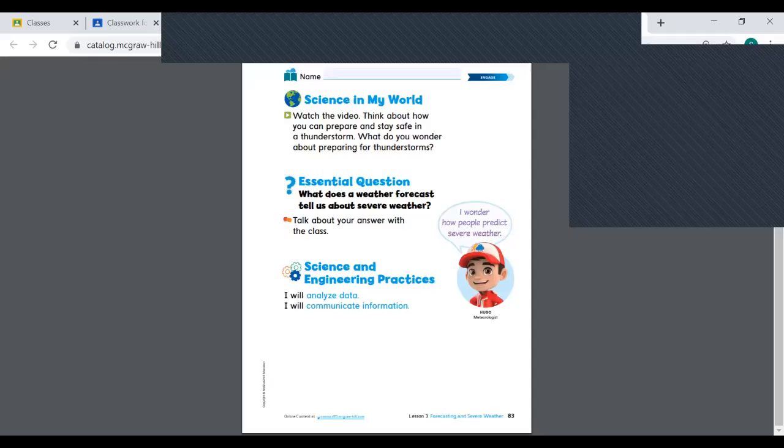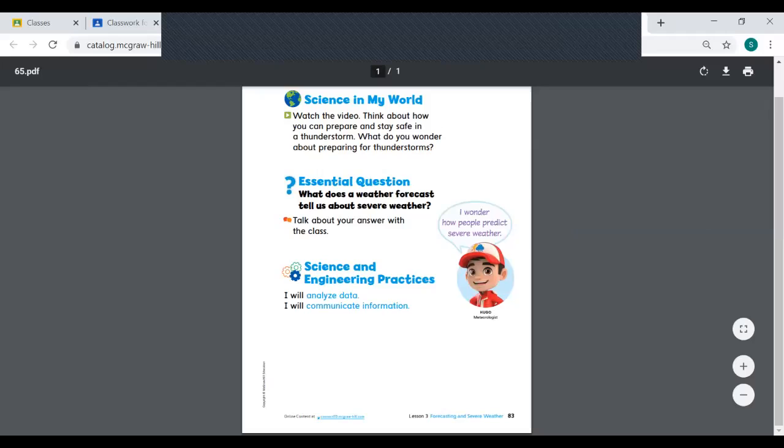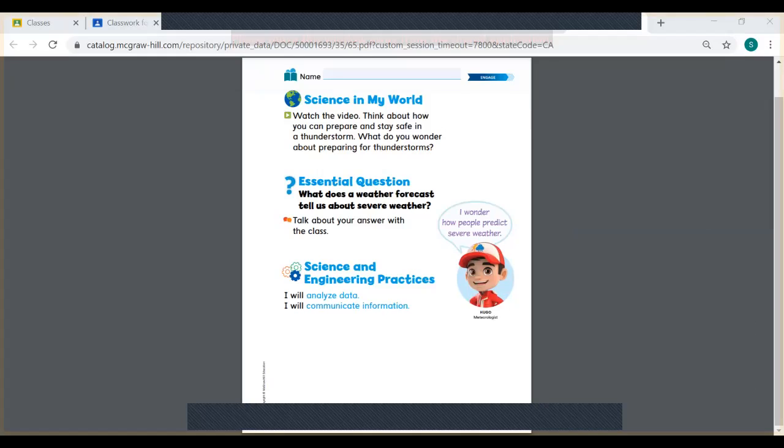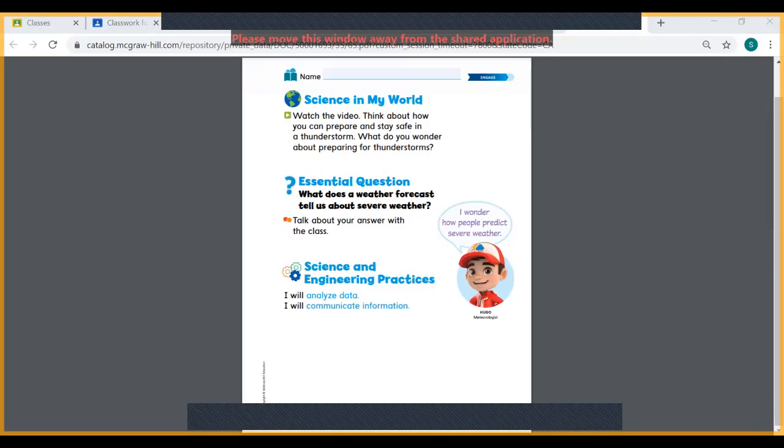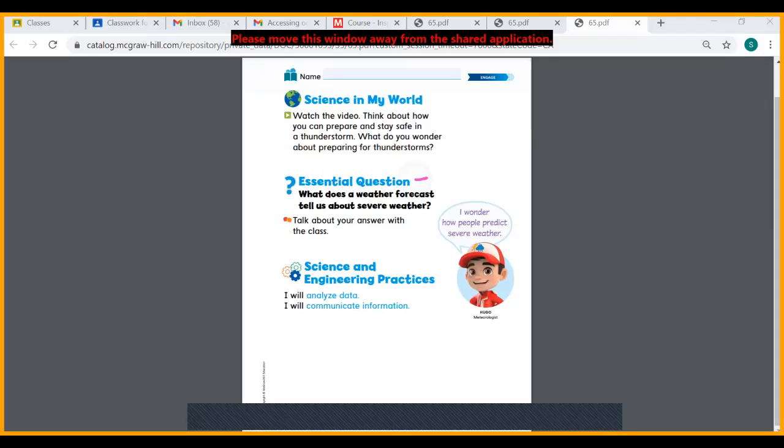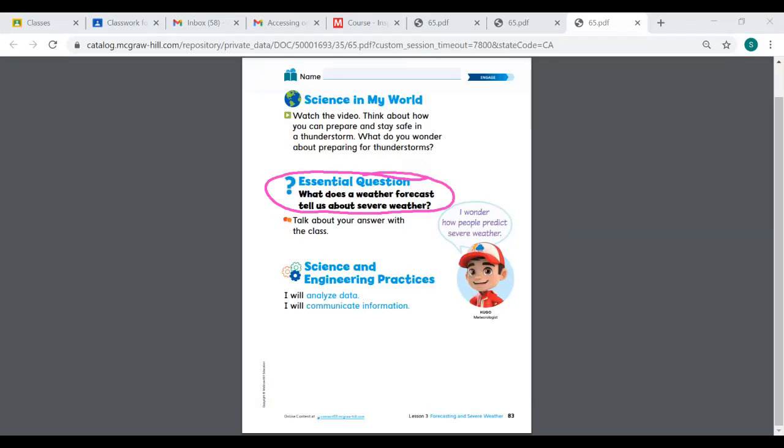Turn to page 83 in your Be a Scientist notebook. Again, make sure you have your name and date at the top. So we watched the video of the thunderstorm, and we watched the video of the meteorologist with Hugo. So remember our essential question, what does a weather forecast tell us about severe weather? So here's Hugo. He says, I wonder how people predict severe weather.